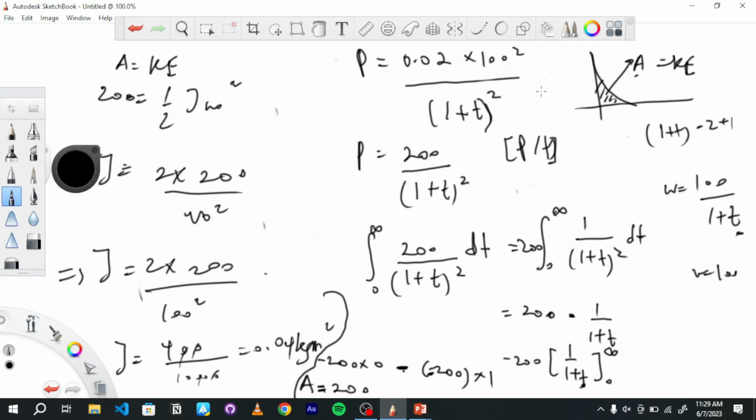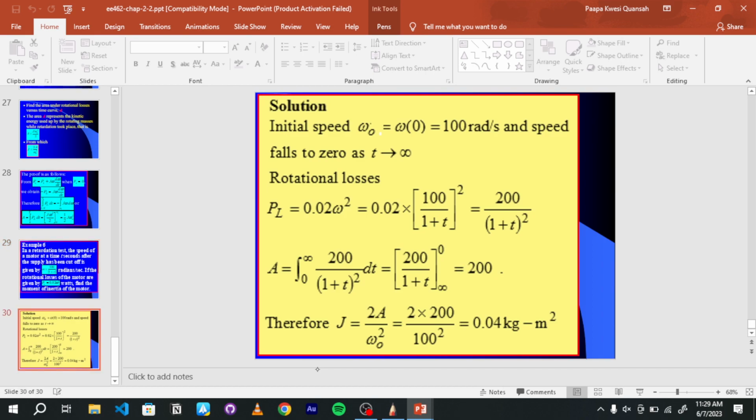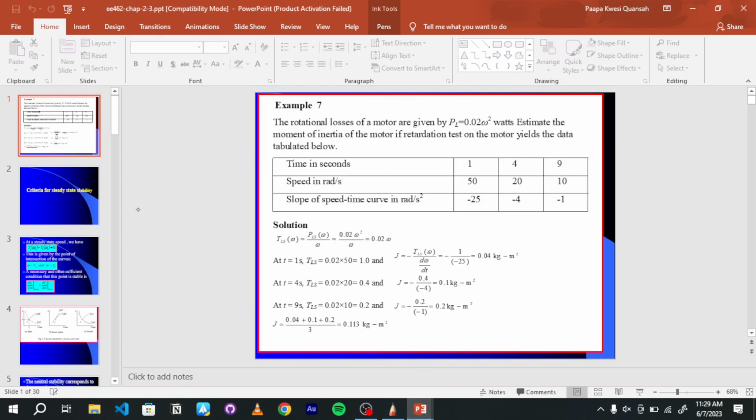So that's it for that question. So we've seen how we use the formulas, right? Now let's move on to the next one.